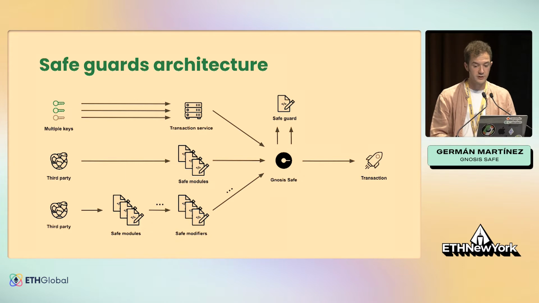And we also have another element, which is safeguards. Safeguards can be enabled on a Safe, and they can execute some checks before a transaction is executed and after a transaction is executed. So every transaction that is triggered, even if it's from a Safe module or from the signers, will pass those checks. If any of these checks, after or before, reverts, then the transaction will be reverted. Also a very critical element.